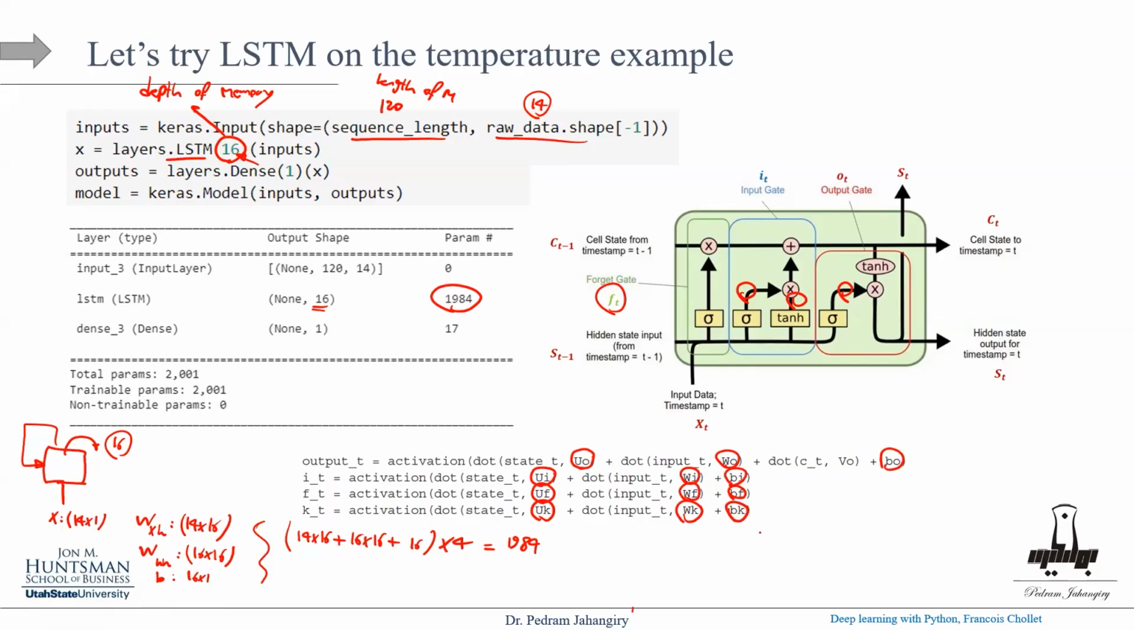That's why we need to multiply. Whatever you saw in RNN, as practice, go home, replace this LSTM with a simple RNN, and you will see this number is going to get divided by 4. So that's how the parameters are calculated in LSTM.